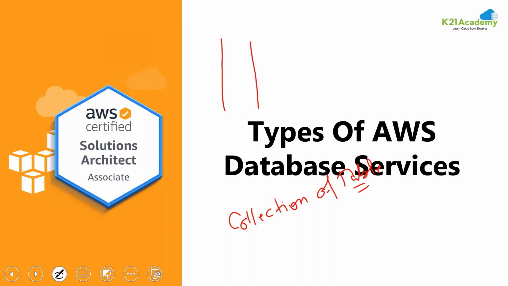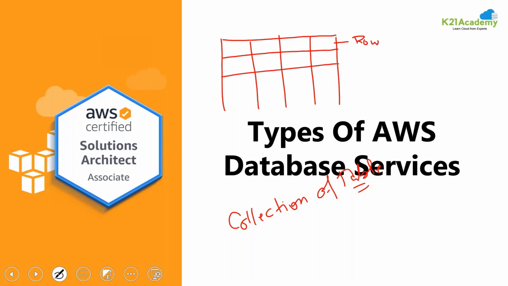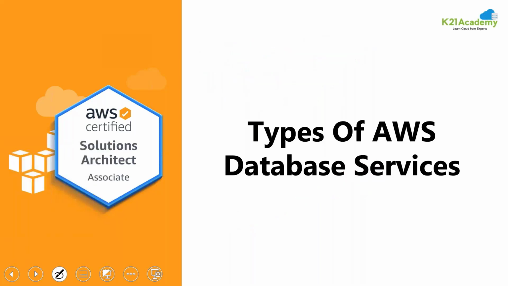So when I draw a table, my table has certain columns, and a collection of column items makes a row. This is how databases look. Whatever information is stored in the row, we are able to access and use for any purpose. When we talk about databases in the cloud, it is still the same. The meaning of databases has not changed.